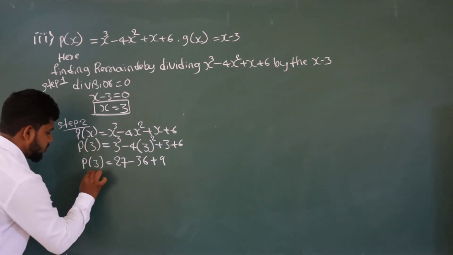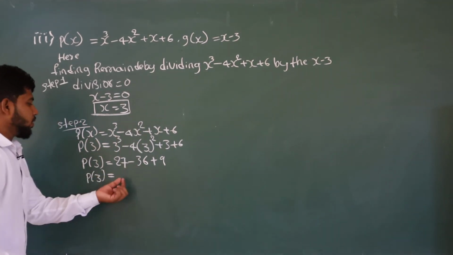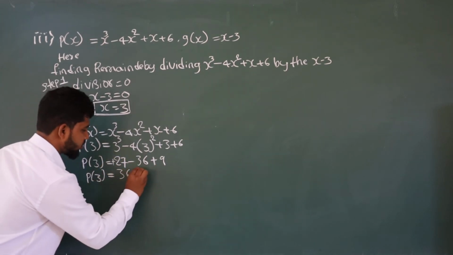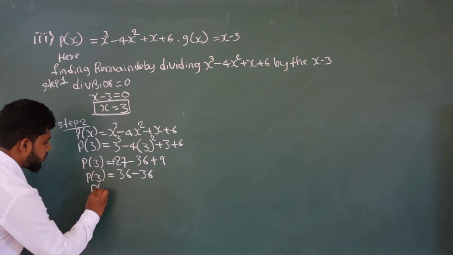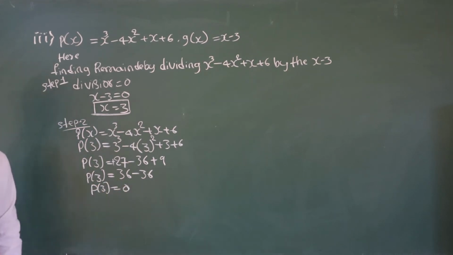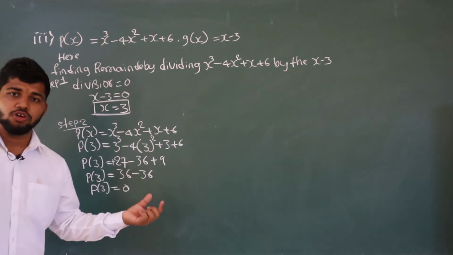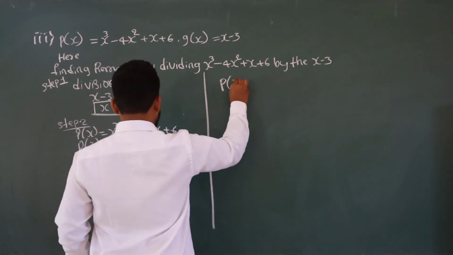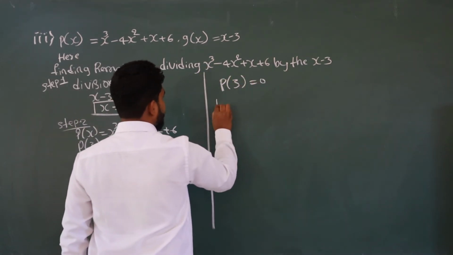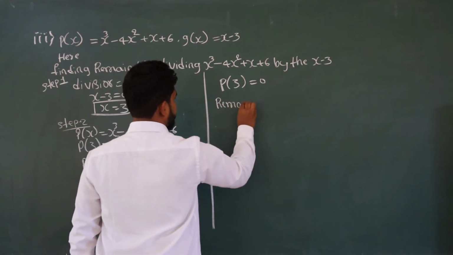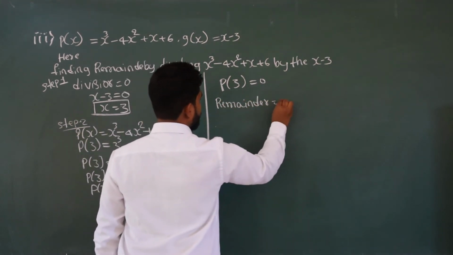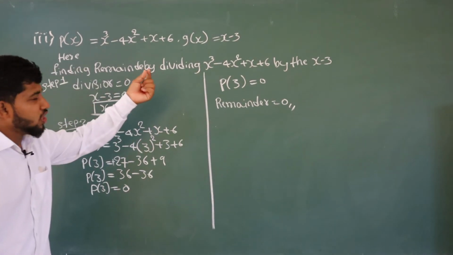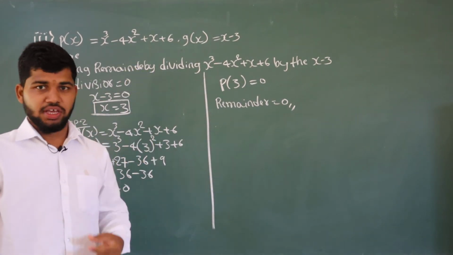Now p of 3 is equal to plus 27 and plus 9, you get 36. 36 minus 36, so p of 3 is equal to 0. We got the remainder equal to 0. P of 3 is equal to 0. Now the remainder is equal to 0. Now we can say that g of x is a factor of p of x.